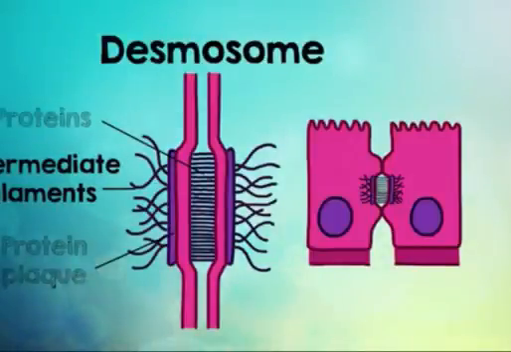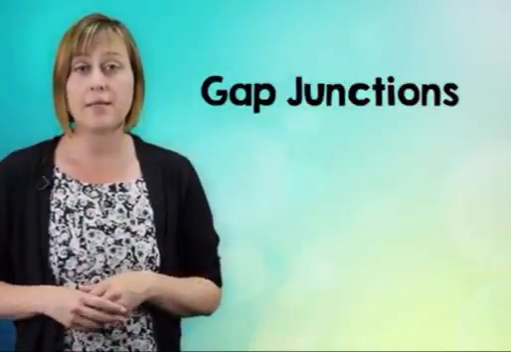Desmosomes are found between epithelial cells that need to withstand physical stress, such as the skin. So if I scratch or rub my skin, it's the desmosomes that are holding these adjacent cells together that prevent them from falling apart. Gap junctions are the third type of junction we're going to talk about today.